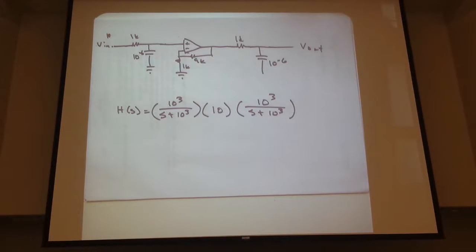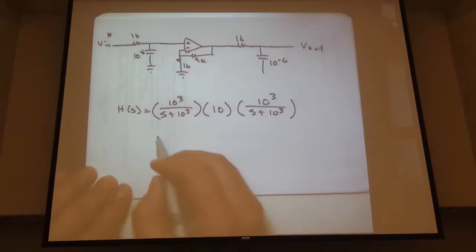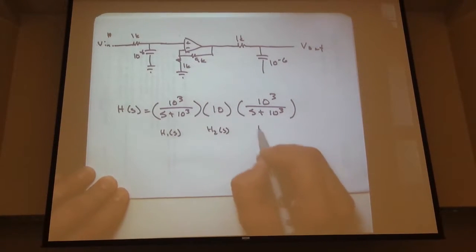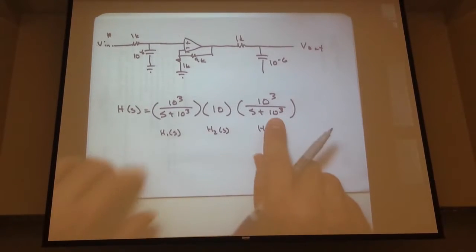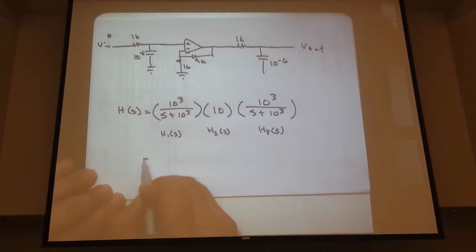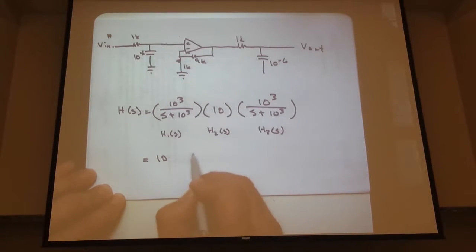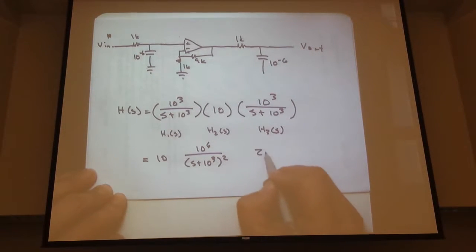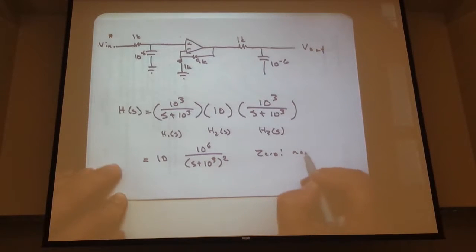So that was fairly quick, but does everyone agree with what I just wrote out? You should be able to do these things by inspection. There's an H1 of S, an H2 of S, an H3 of S. And we should also recognize that these are low-pass filters, right? These are two low-pass filters. Effectively, we wind up with 10 to the 6 over S plus 10 to the 3, squared. And so we have a double pole at 10 to the 3 and no zeros.